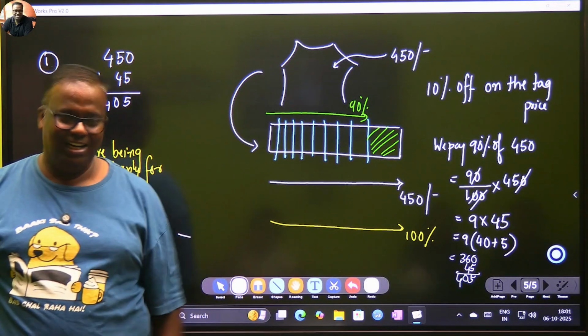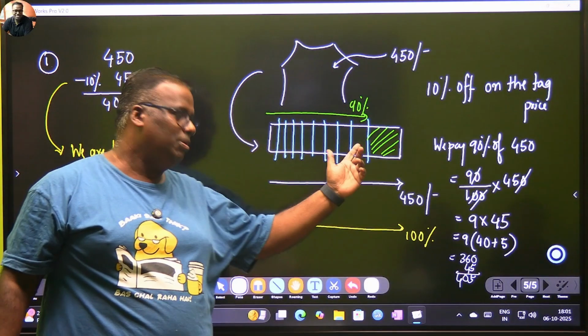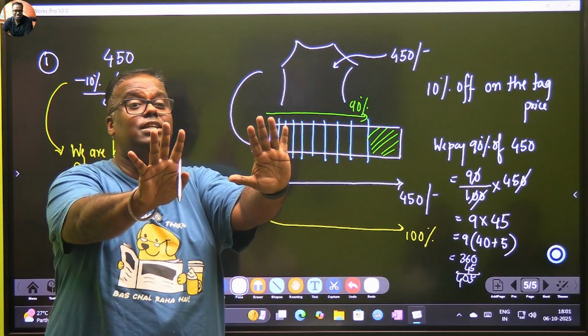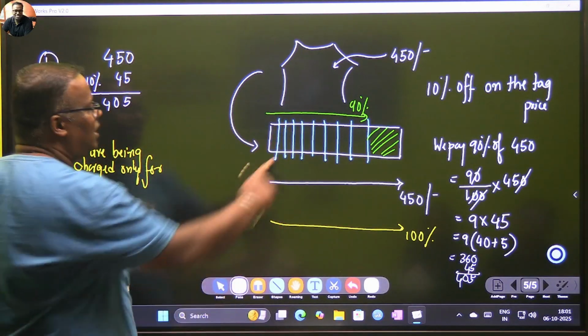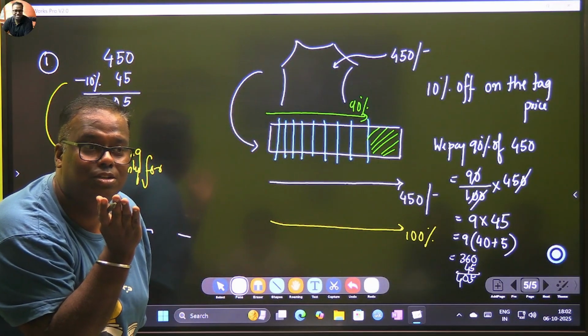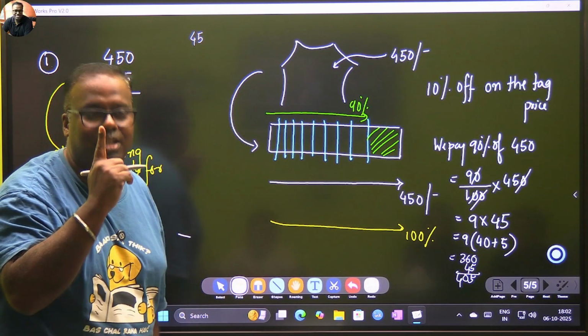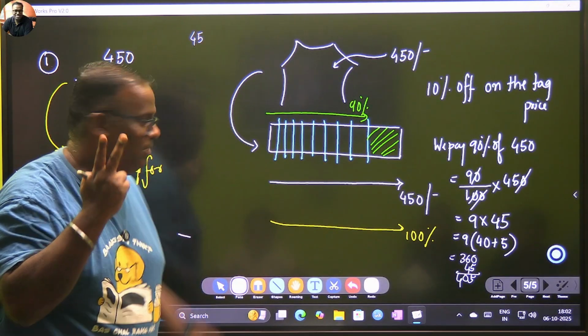Did you understand? Or else, how many 10%? 9 10%. 1 10% of 450 is how much? 10% is always something divided by 10. 45. This is 1 10%. 2, 3.